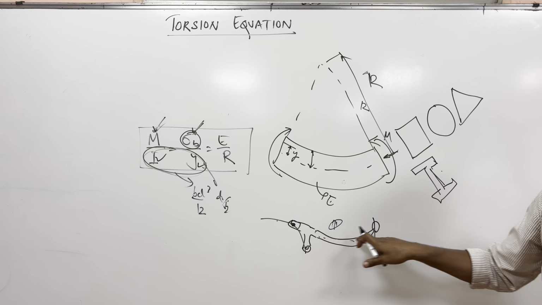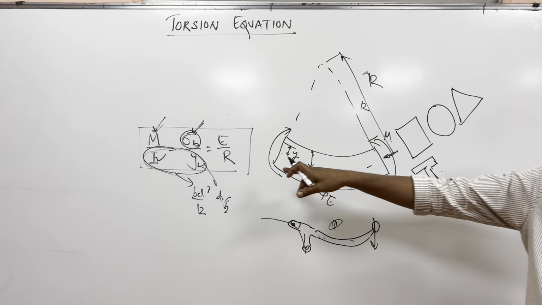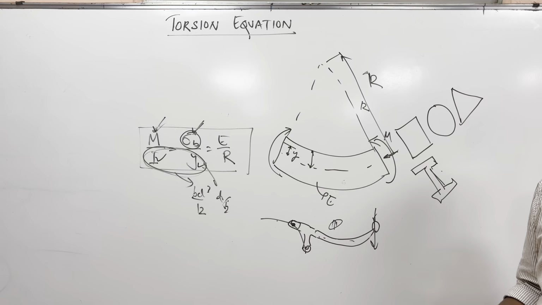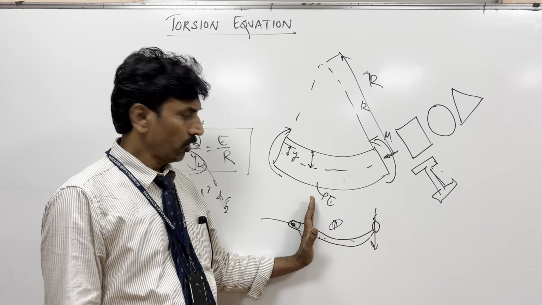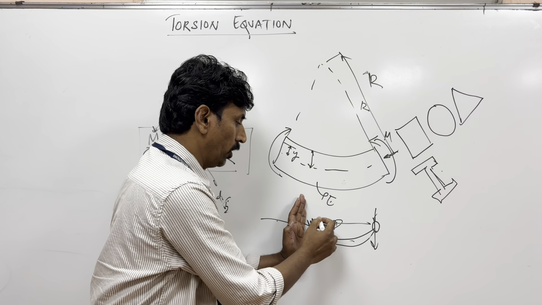So even to design a brake lever, you need these equations. You need to know the force. If you know the force, then you can consider this a cantilever. Then you can say that the maximum bending moment is here, which is P into L.